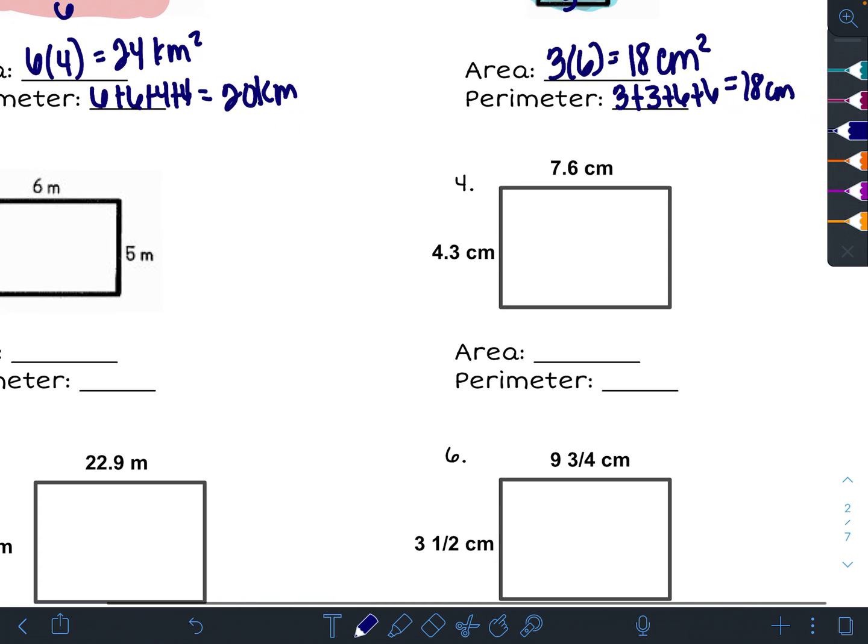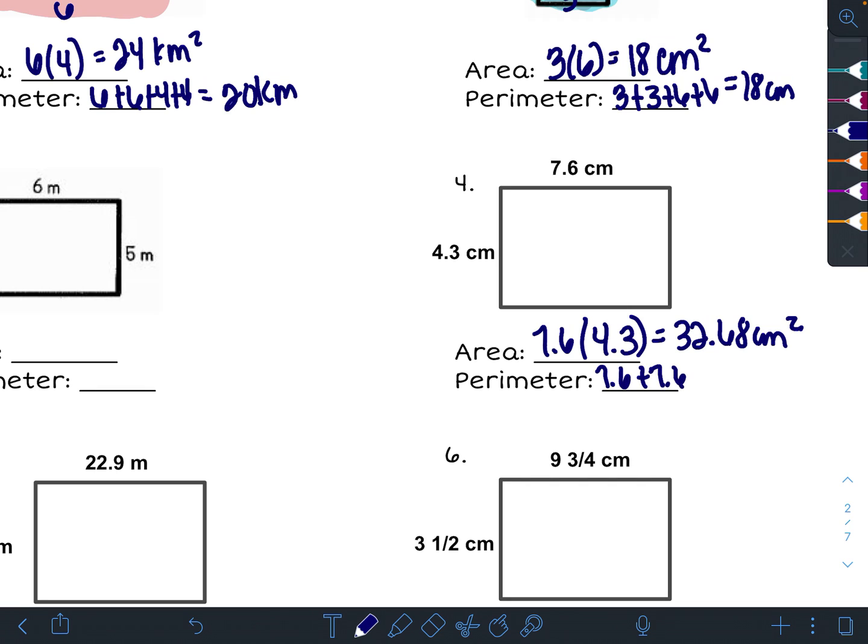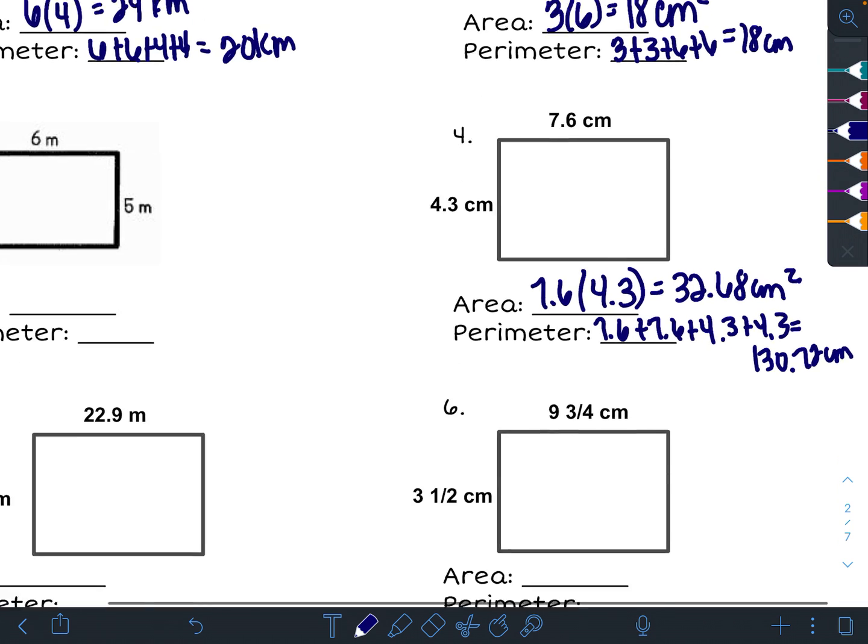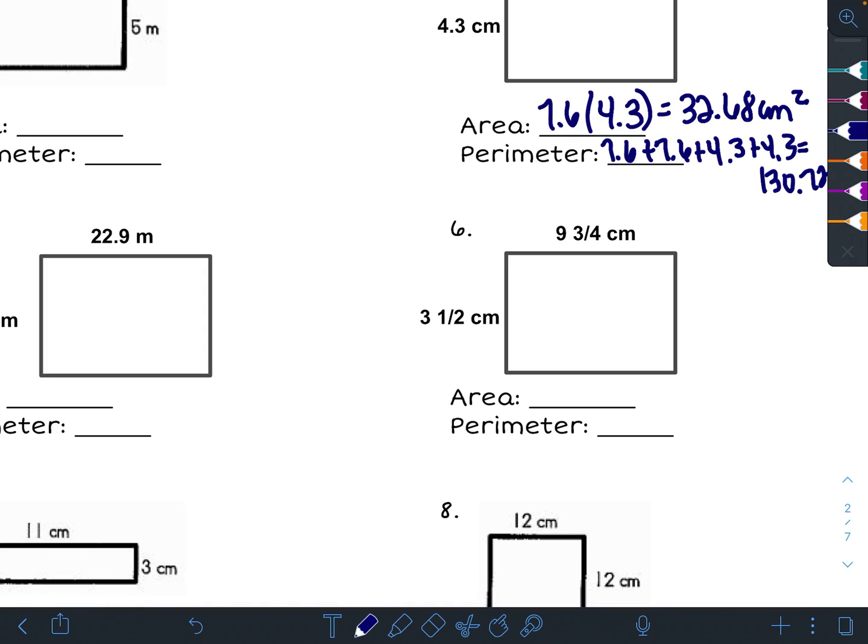On this one with the decimals, again, you're doing the same thing. It would be 7.6 times 4.3, which gives you 32.68 centimeters squared. This one, you're just adding the sides up, which gives me 130.72 centimeters. Now on this one with the fractions, still the same thing.